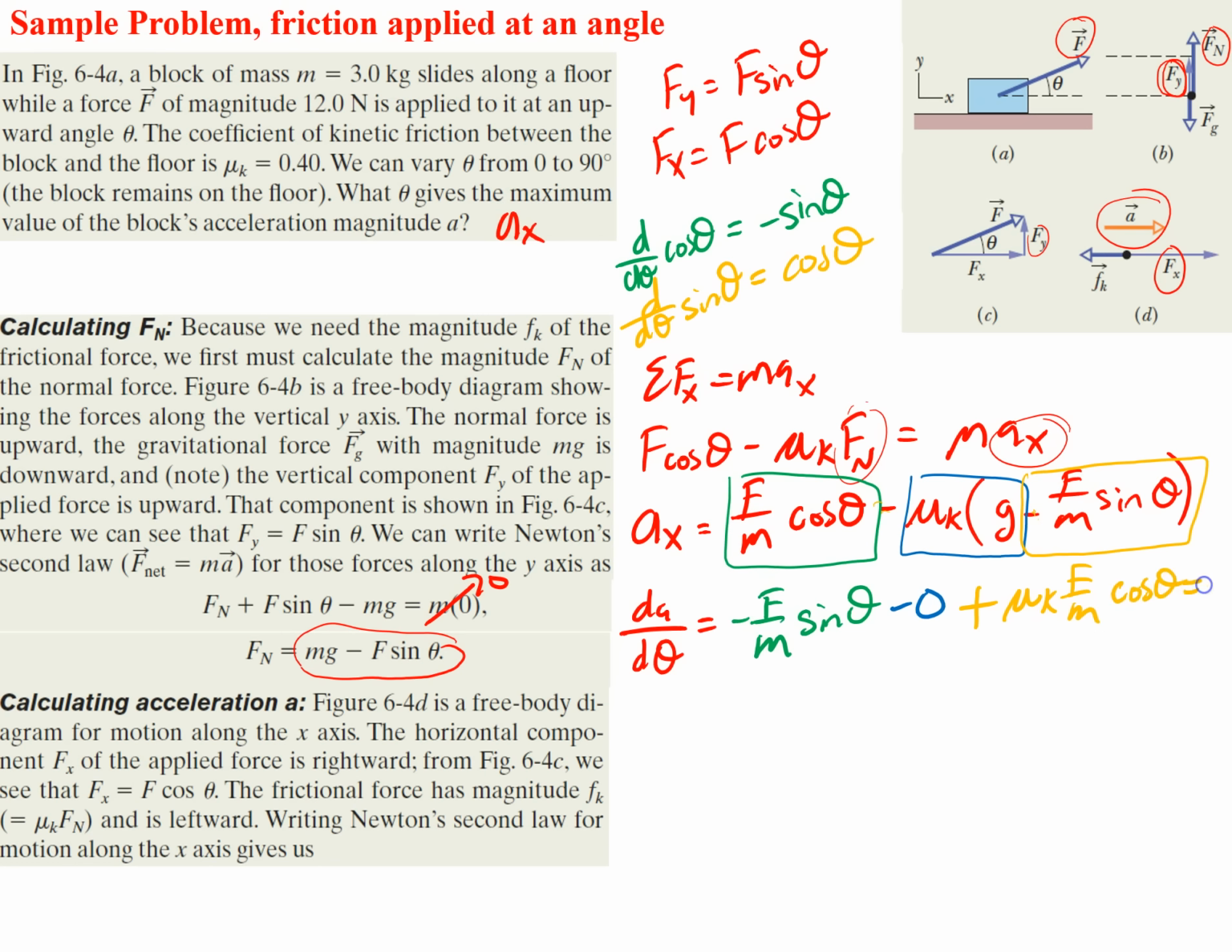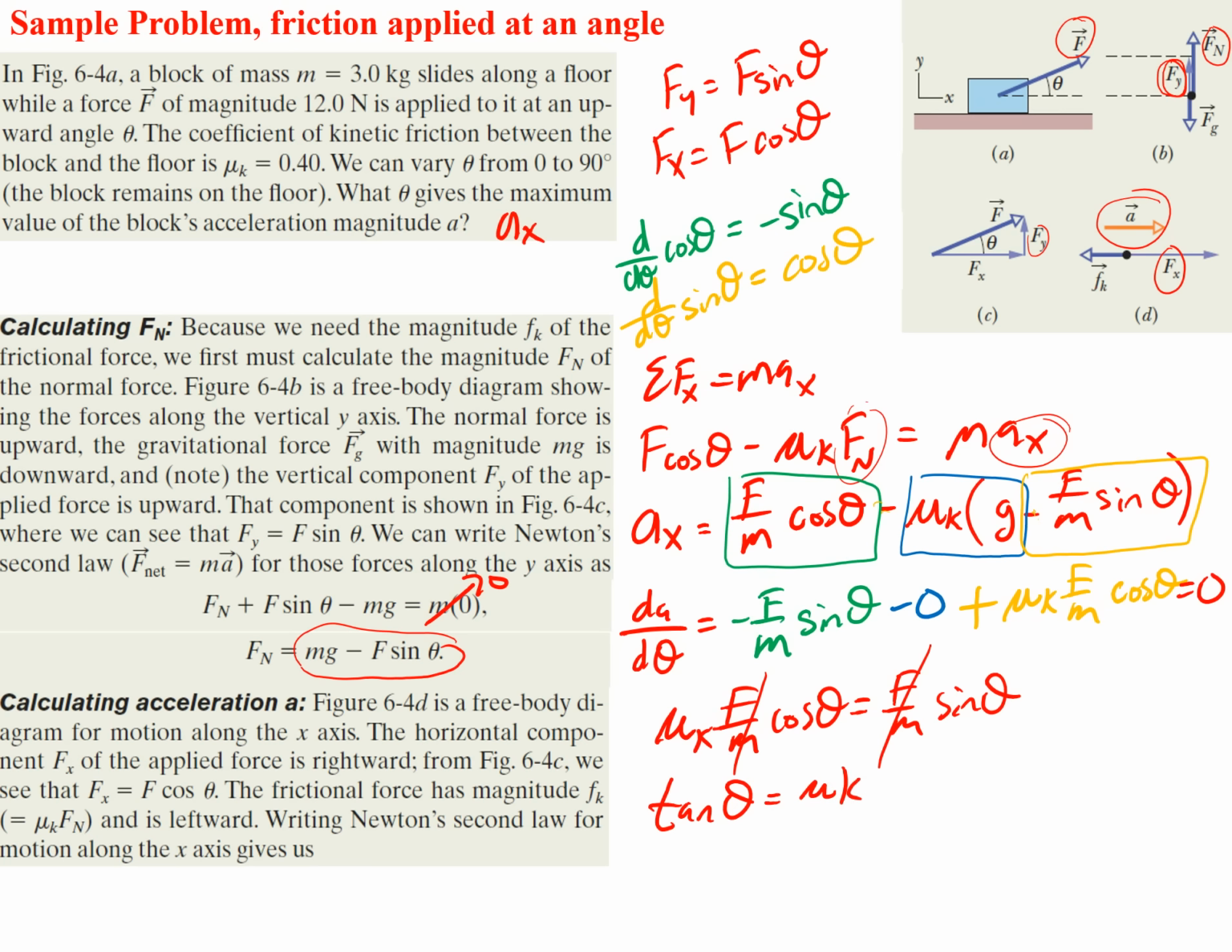Now this was all set equal to 0, because again, we're trying to find the maximum. We can simplify this pretty quickly. The first term is negative, and the second term is positive, so if I set them equal to each other, moving one to the other side, we have mu k F over m cosine theta equal to F over m sine theta. What you'll notice is that F over m cancels out. All we are left with is tangent of theta is equal to mu k.